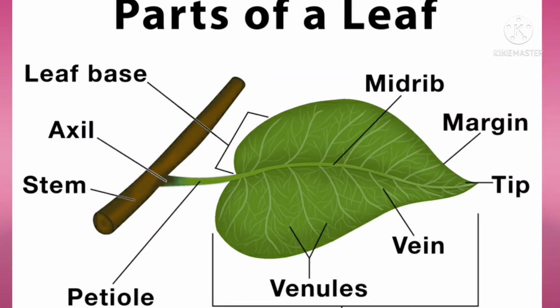Now, a center vein called the main vein. So there is one center vein, you can see. This runs from the petiole to the leaf tip and divides it into two equal parts. So you can see in the middle one main vein or midrib is there. From the top to the tip of the leaf it goes, and it divides the leaf into two parts.